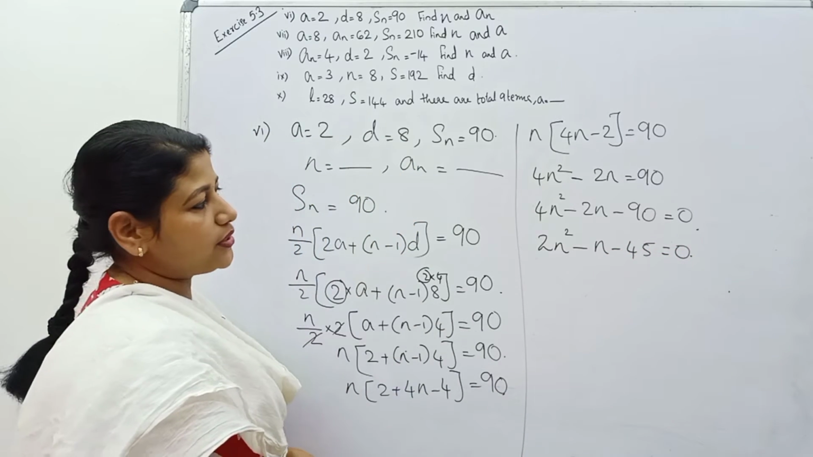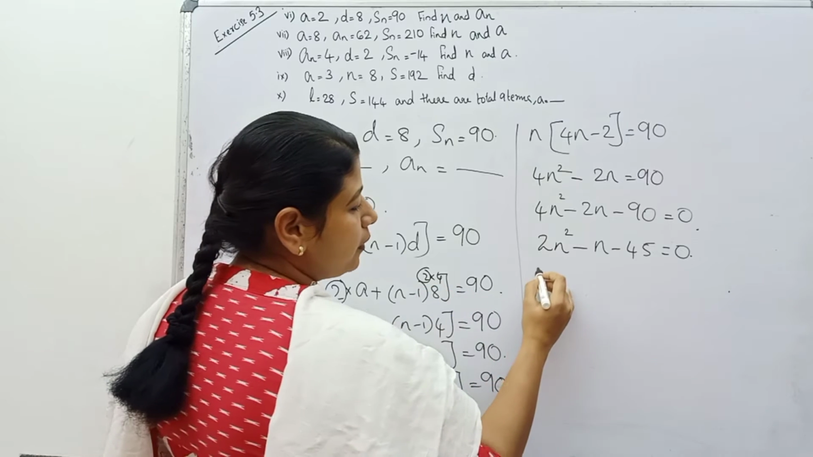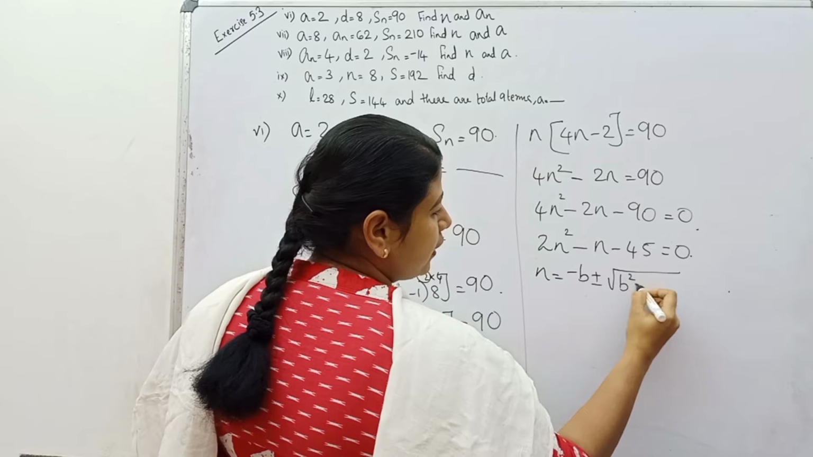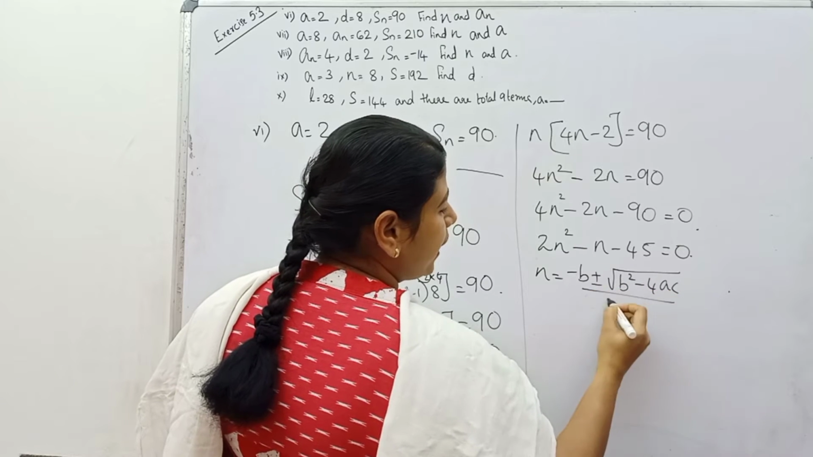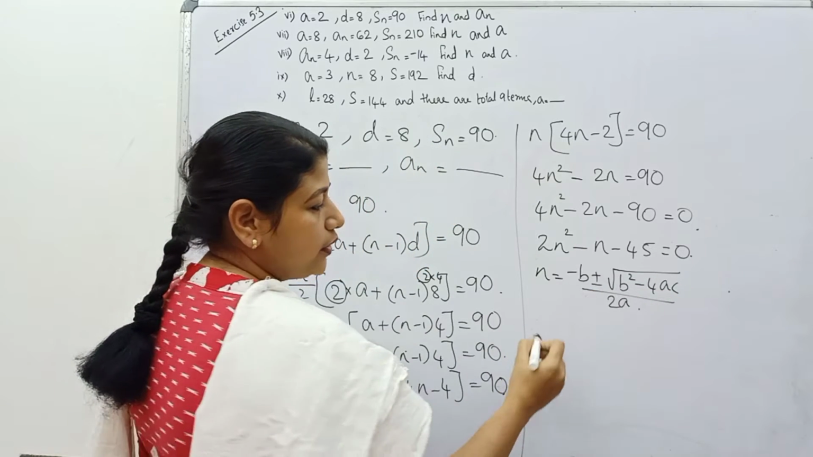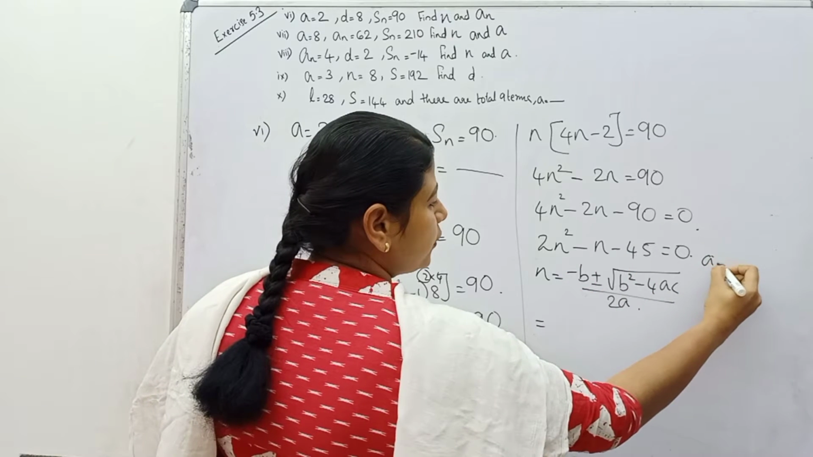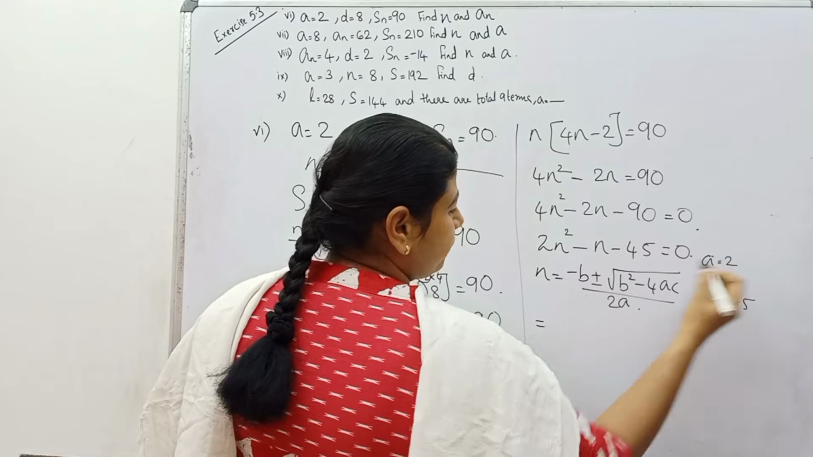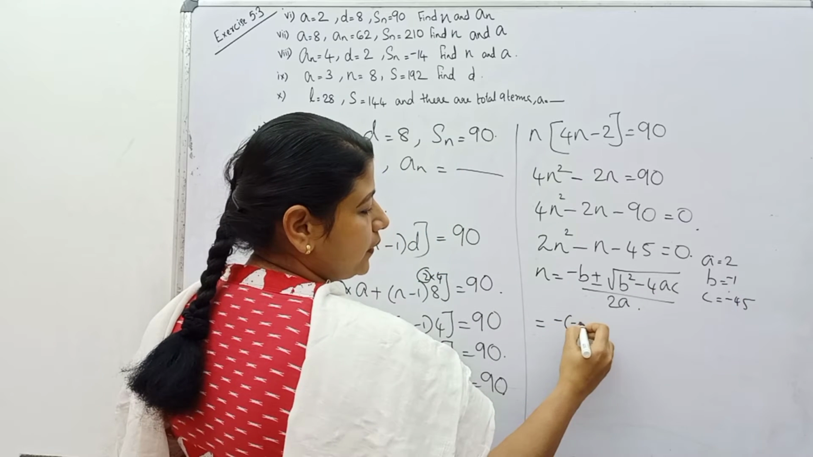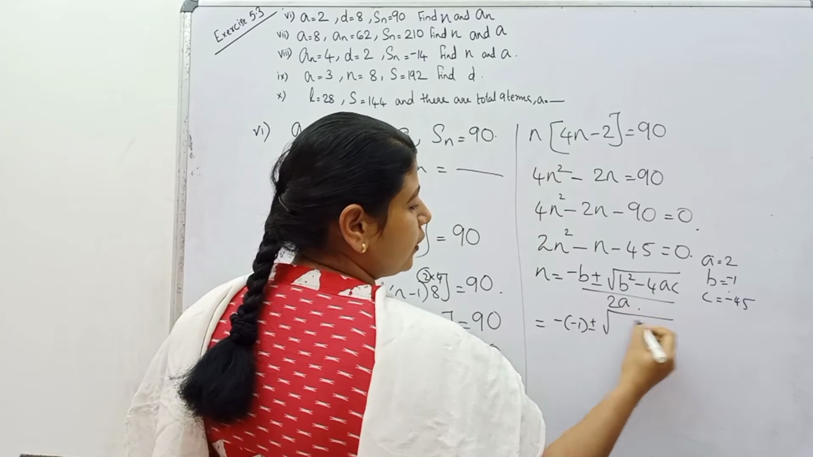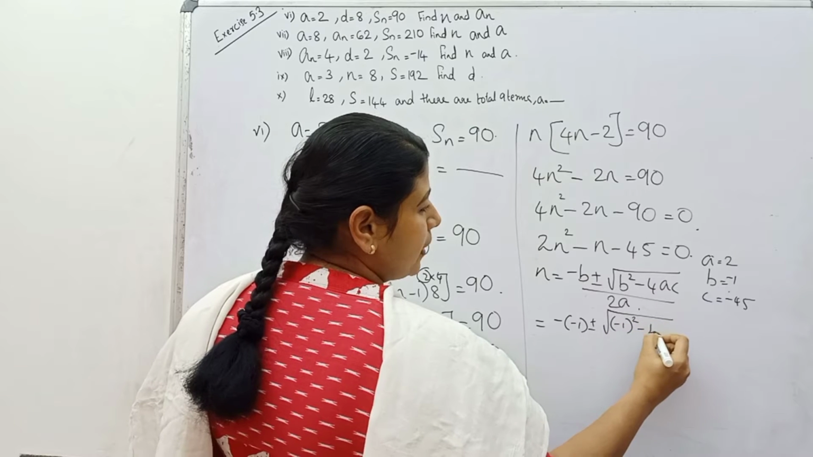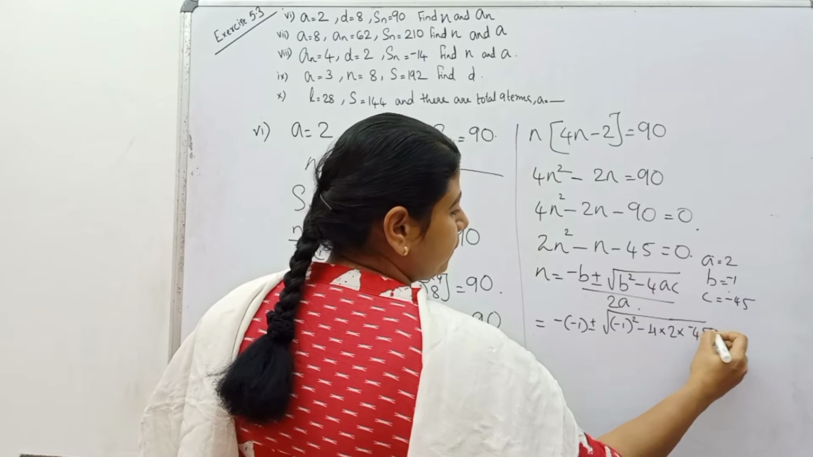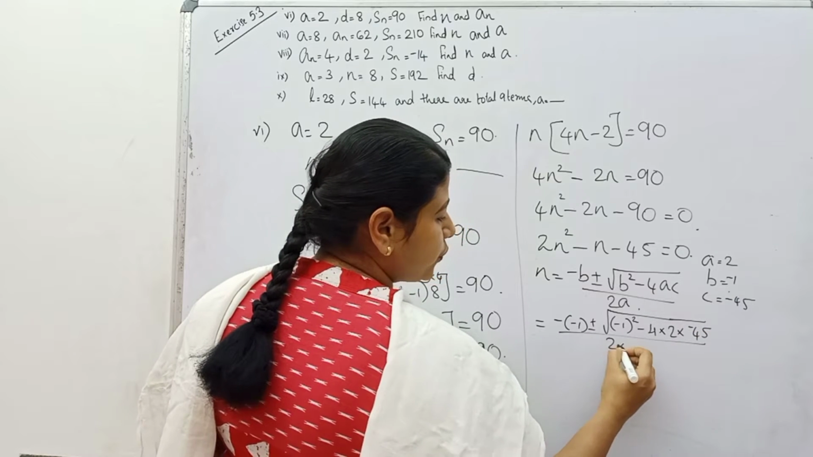Now this is the quadratic equation in n. We can use the formula n equal to negative b plus or minus root of b square minus 4ac by 2a. So you will get here a equal to 2, b equal to negative 1, c equal to negative 45. Substitute all the values. Negative of negative 1 plus or minus root of negative 1 square minus 4 into a is 2 and c is negative 45, by 2 into 2.